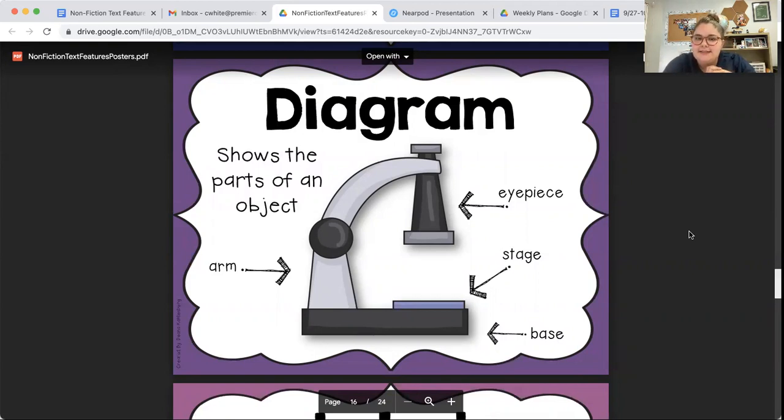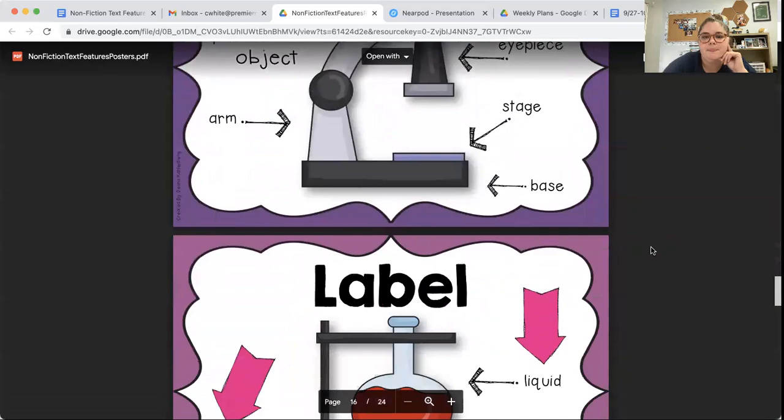So I want you to look at this diagram. And at the very bottom, it says base. And then there's an arrow pointing to the base of that microscope. So the diagrams just help us understand more about objects that we are reading about.